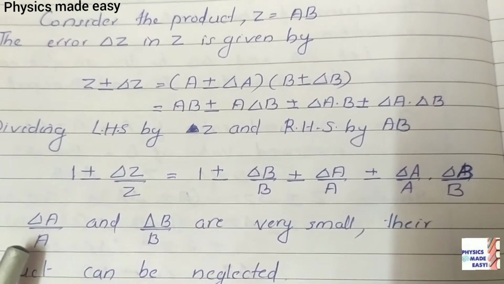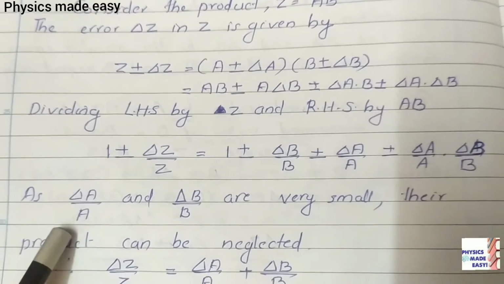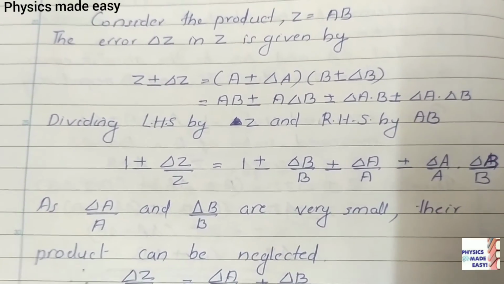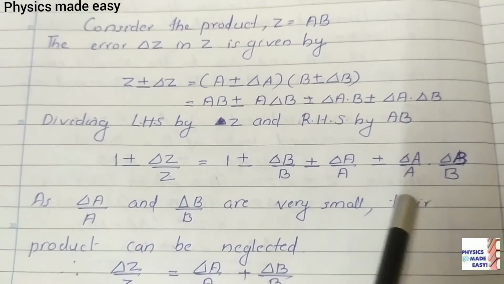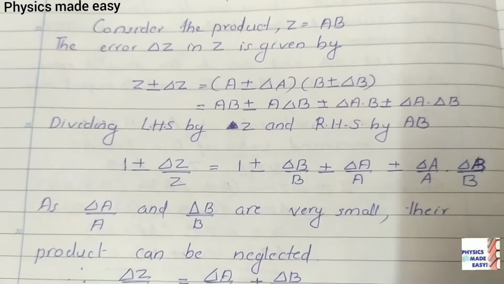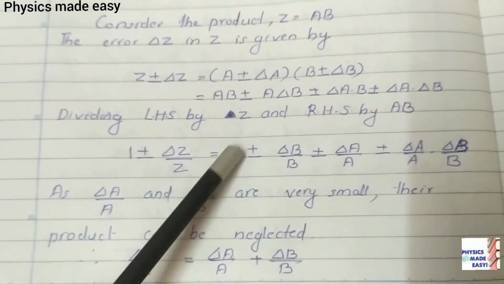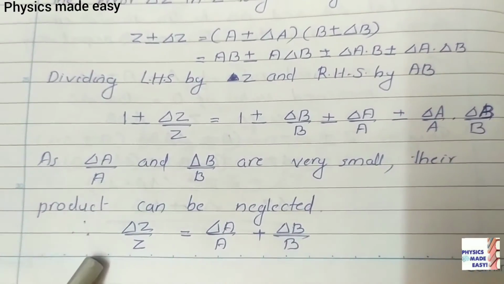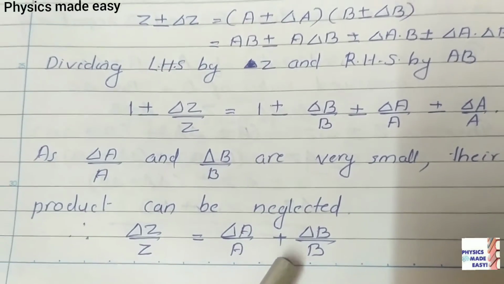Now, delta a is the error and a is the measured value, so delta a by a, and similarly delta b by b, both are very small. So we can neglect the product of delta a by a and delta b by b. Okay, now you can see 1 on the LHS, and 1 on the RHS also. That we can cancel. Then we will get delta Z by Z is equal to delta A by A plus delta B by B.